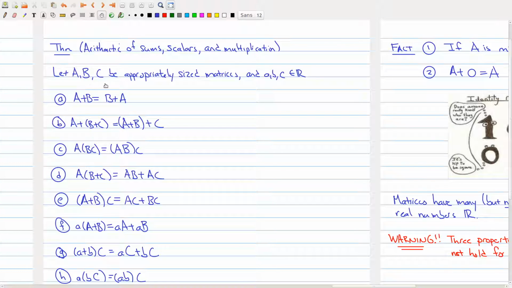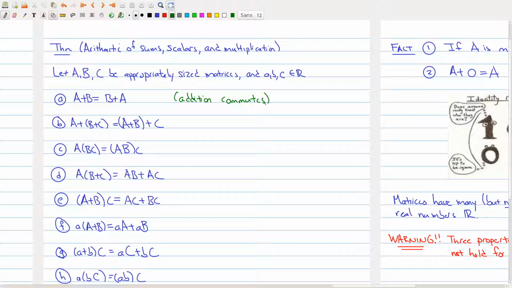So we have A, B, and C be appropriately sized matrices. That just means that if we want to add them together, they have the right size. If they're being multiplied, we're assuming that they all have the correct size in order for them to be multiplied together. And we have three real numbers, A, B, and C. Well, the first property is that the order in which you add them together doesn't matter. There's actually a name for this. We say that the addition commutes. So the order in which you add doesn't matter.